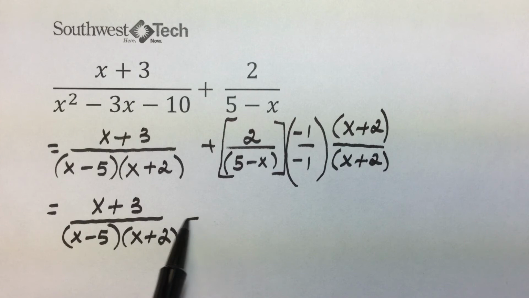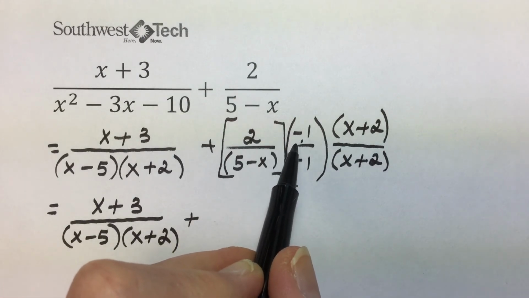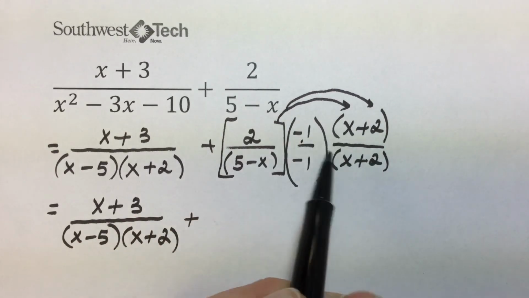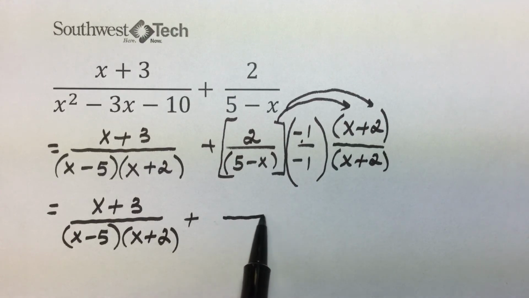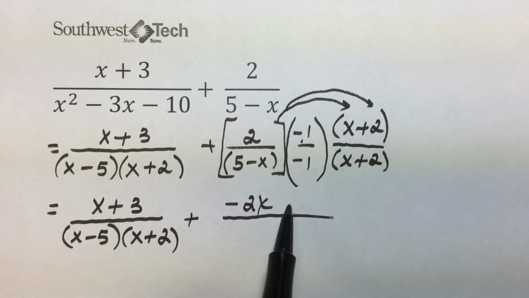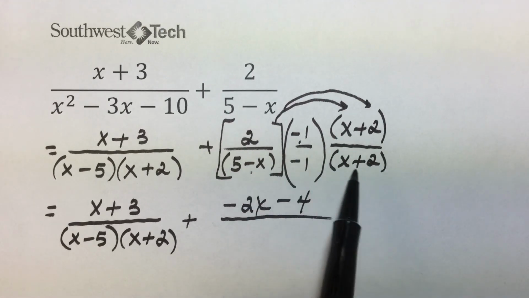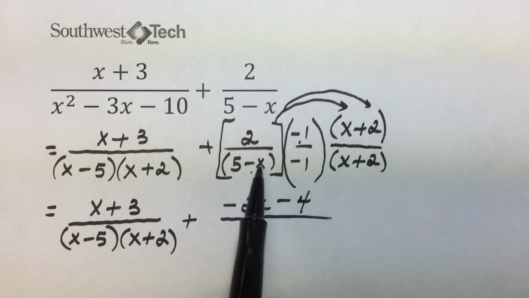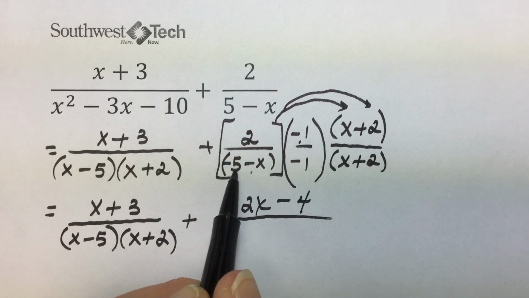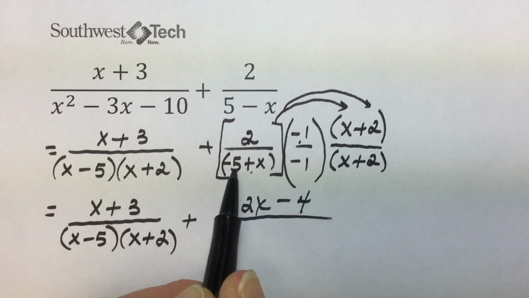Simplifying the multiplication next, multiplying 2 times -1 leads to a -2 that we then will distribute that product. -2 times x will give us a -2x, and -2 times 2 is a -4. In the denominator, multiplying these three things, I'm going to take the -1 times this binomial, which leads a negative on our 5 and a positive on our x, which is x minus 5.